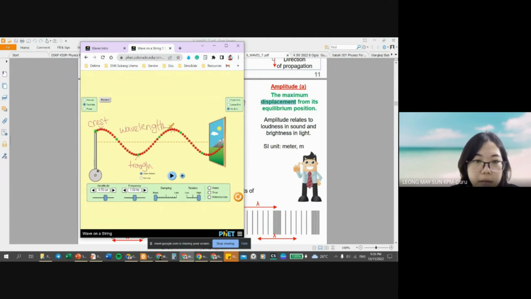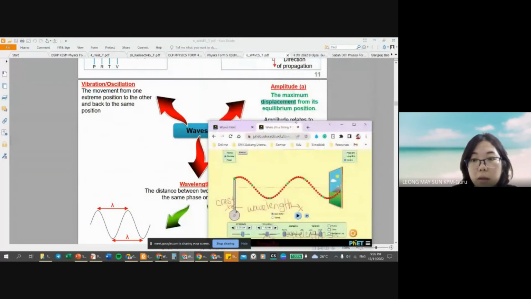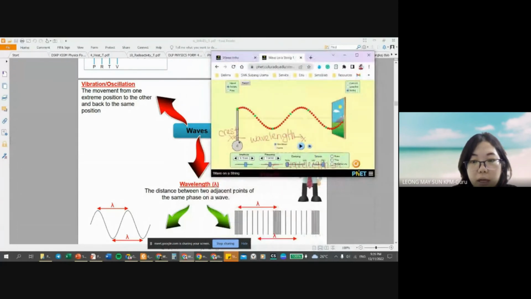From a crest to another crest, that is known as a wavelength. Even if it is from a trough to another trough, that is also considered one wavelength. As long as the distance is, the definition is, the distance between two adjacent points on the same phase. Same phase means both are at the crest or both are at the trough, even if it's the equilibrium position. The signs need to be the same.